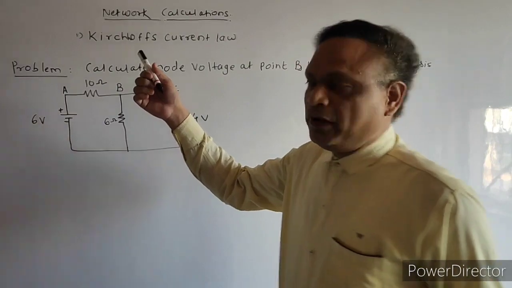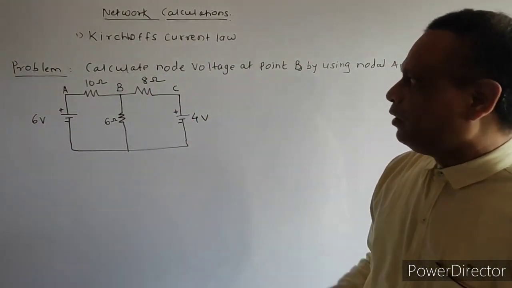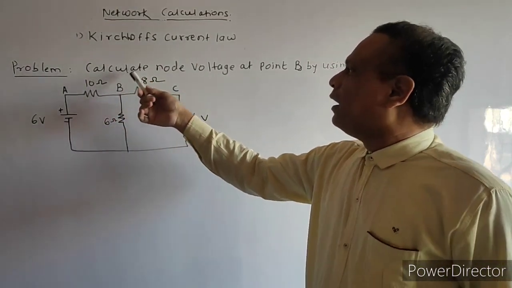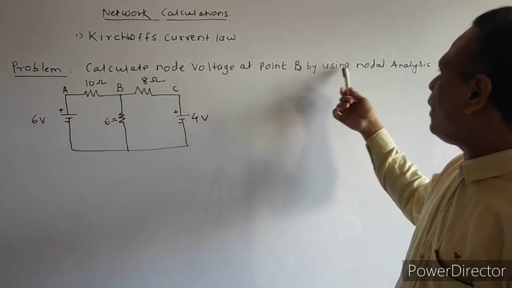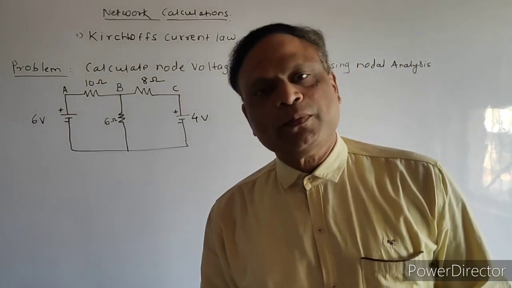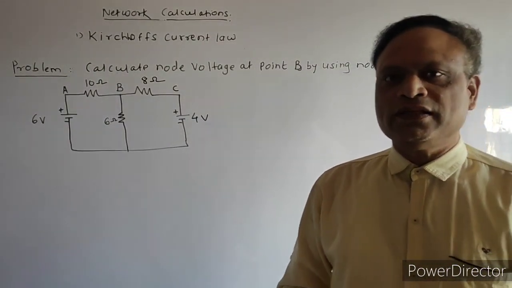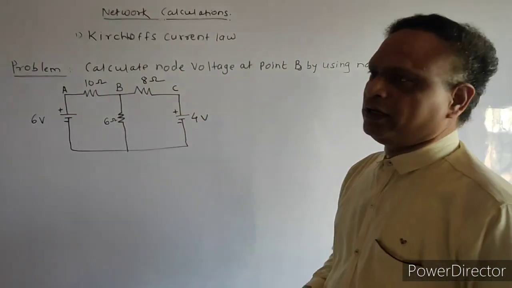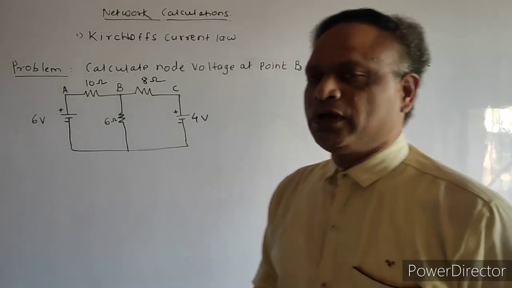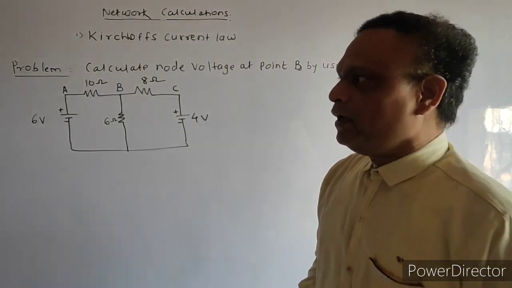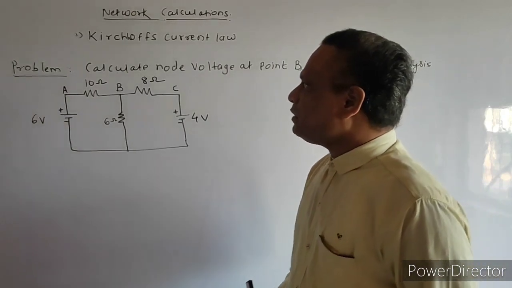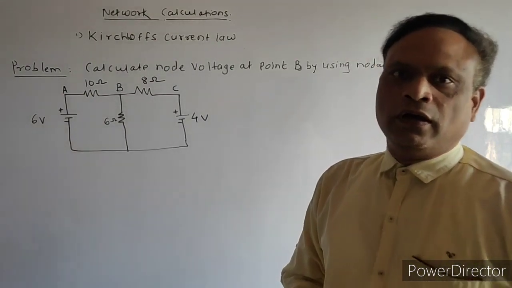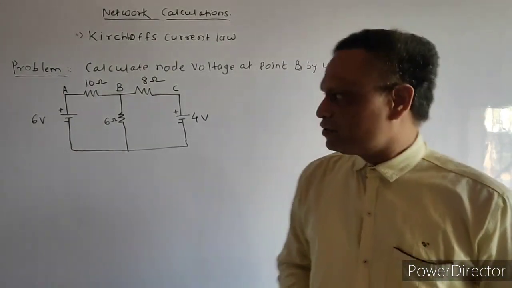Let's see this simple problem based on Kirchhoff's current law. It has been stated: calculate the node voltage at point B by using nodal analysis. Kirchhoff's current law is also called the nodal analysis law. So whenever a problem is asked regarding nodal analysis, we have to understand that it is Kirchhoff's current law, because we are going to solve the problem based on Kirchhoff's current law on the basis of nodes.